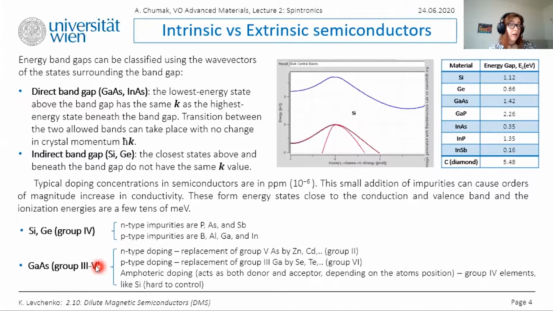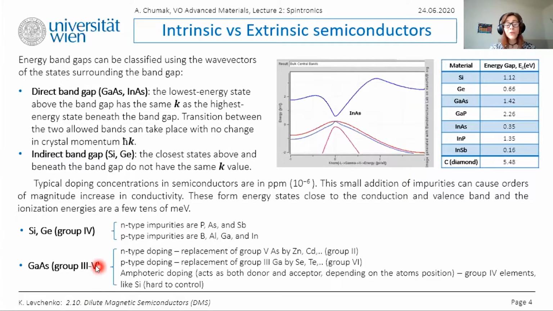We can also add silicon, which is group 4, lying in the middle of them. This is called amphoteric doping. Here the dopant acts as both donor and acceptor depending on the atom's position. Usually it's very hard to control, so we are considering mostly these cases.